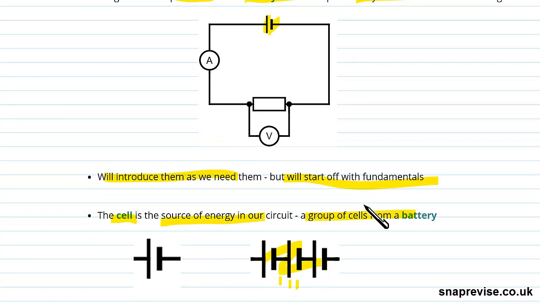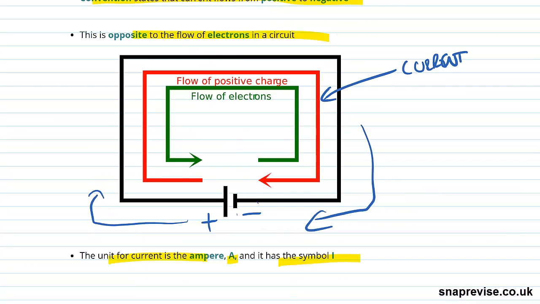Remember seeing in our video on how current works, the idea that charge flows opposite to electrons. So in this case, the charge flows from the long side of the cell to the shorter side of the cell, as we see with this red line. The electrons move from the shorter line to the longer line, so they move the opposite way round. And it just flows round in our circuit like this, through a complete circuit.